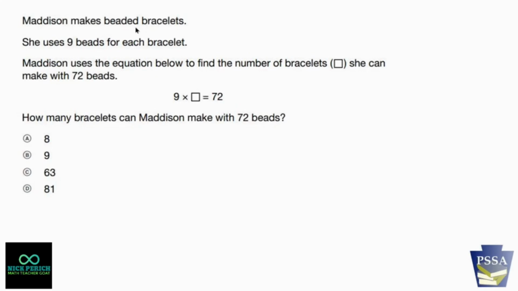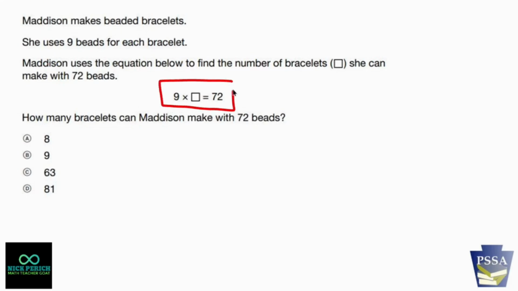Madison makes beaded bracelets. She uses 9 beads for each bracelet. Madison uses the equation below to find the number of bracelets she can make with 72 beads. How many bracelets can Madison make with 72 beads using this equation?